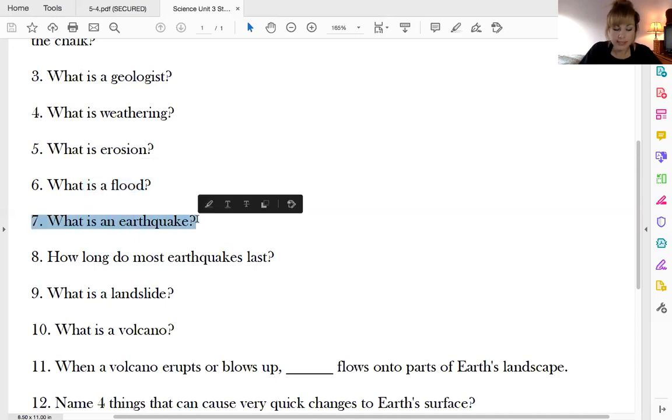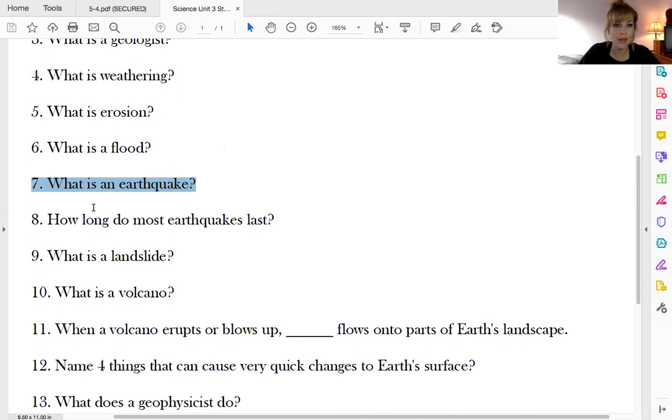Okay. Number 7, what is an earthquake? And all of us have probably experienced an earthquake since we live in California. I put an earthquake is a shake in the Earth's crust or outer layer. You could just tell me it's when the Earth shakes. Same thing. But I wrote a shake in Earth's crust or outer layer.